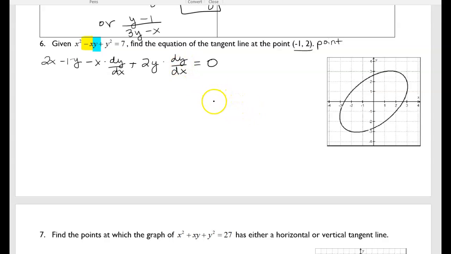Now, at this point, you could go ahead and solve for dy dx if you want, but there's actually an easier way to solve this problem. We have this point, and usually it's easier for us to evaluate with numbers as opposed to with letters and moving things around. So we have the point -1, 2, and so that is my x value and my y value. And so wherever there is an x, I will put in my x value, which is -1. Wherever there's a y, I will plug in my y value, which is 2.